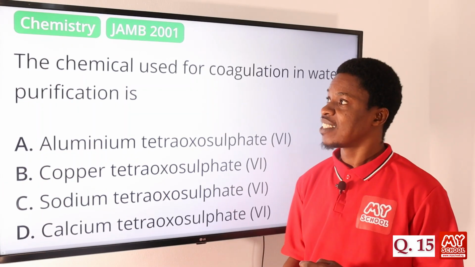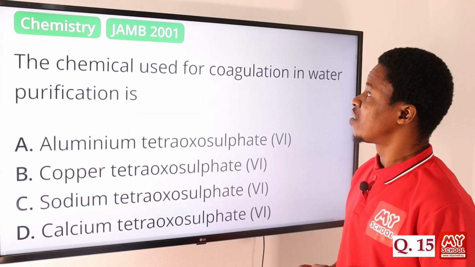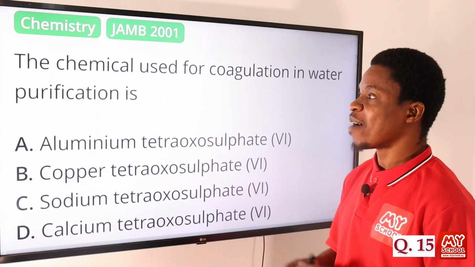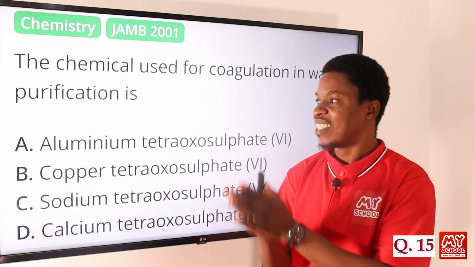Question number 15. The chemical used for coagulation in water purification is.